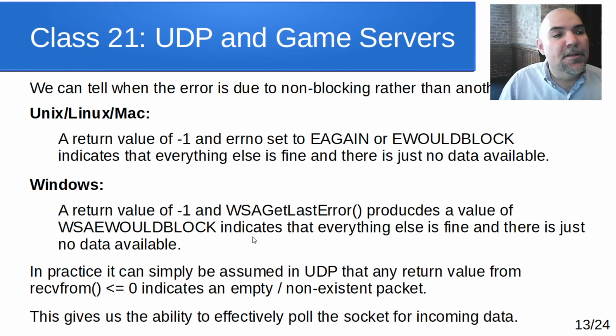So that gives us the ability to effectively poll the socket to see if data is coming in. We say, hey, receive from, and if it gives a value less than or equal to 0, then we say, nope, there was nothing in the mailbox. In other words, if I go to the mailbox and I get a value out of the mailbox that's less than or equal to 0, that means there's nothing in it. If it's greater than 0, then, oh, I got data. So we can poll the socket and say, is there data? No. Is there data? No. Is there data? No. Is there data? Oh, it's greater than 0. Yes, there's data. Now I can process that.